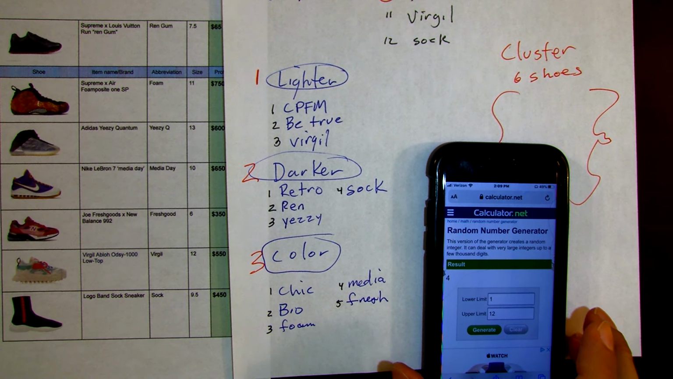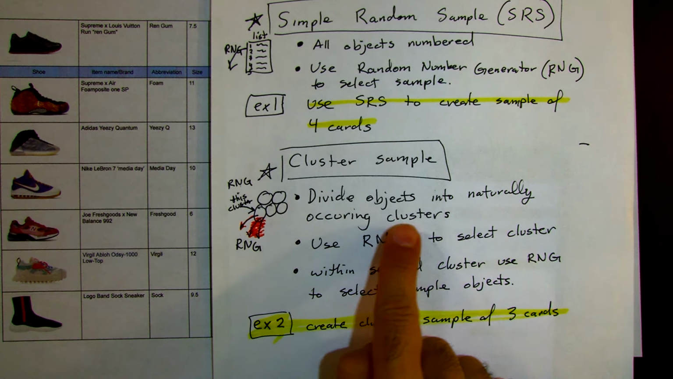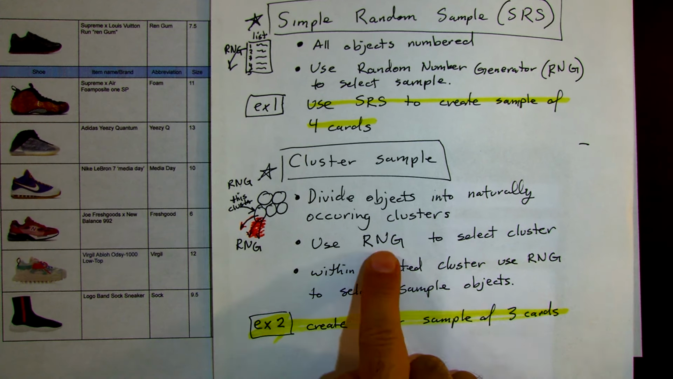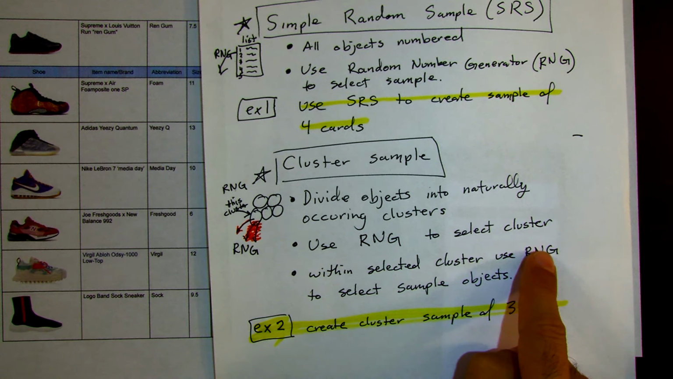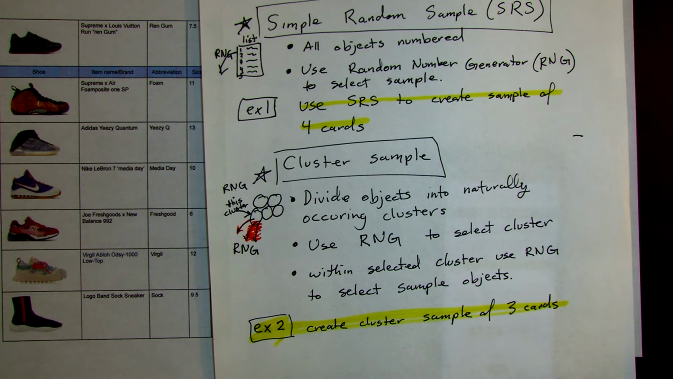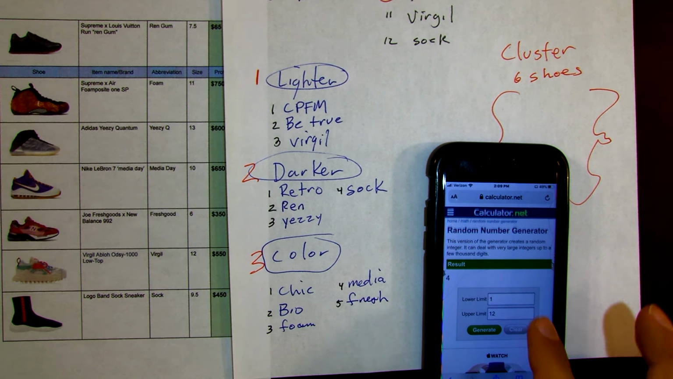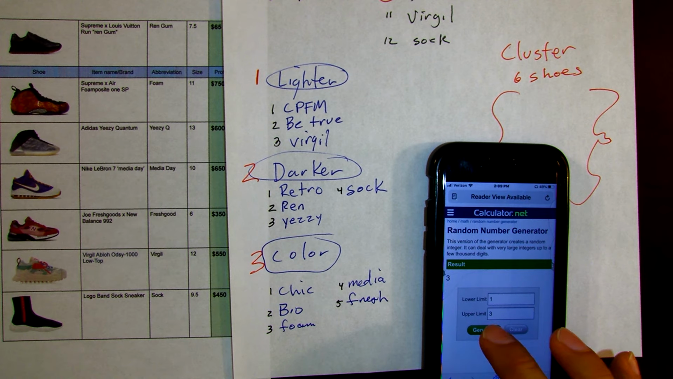We have to pick a cluster first. So instead of 12, I'm going to put 3. And I don't trust that it generated that, so I'm going to hit it again. We got cluster 1. So now we're looking at cluster 1. And then we have 3 options in cluster 1. I love it because I've already had my upper and lower limit between 1 and 3. So we just have to generate it again to find our selection. Boom. 2. So I picked Be True.